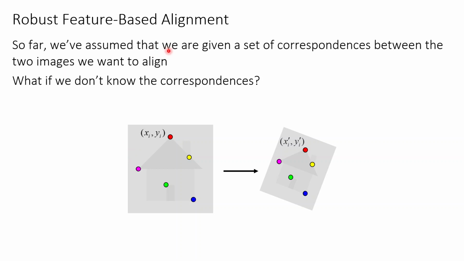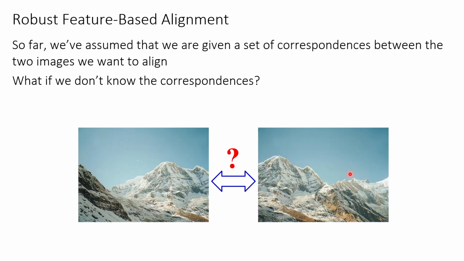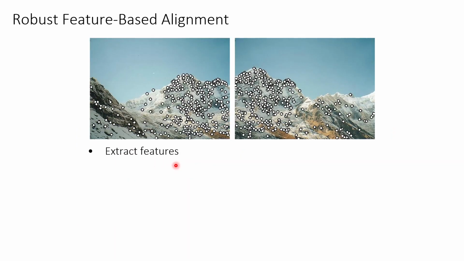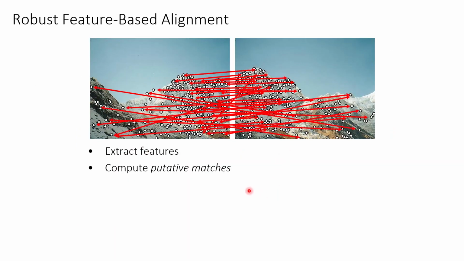So far we have estimated that we are given a set of correspondences between the two images we want to align. What if we do not know the correspondences? That's a problem we are asking here. So we extract the features and then we compute putative matches using the descriptors. So for each of these points that we detect, we assign a signature. We will briefly look at that also. And now these are the putative matches. So you can see, obviously there are incorrect matches. This one is incorrect and so on.